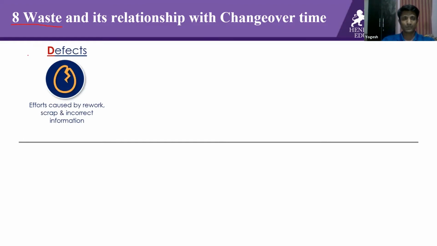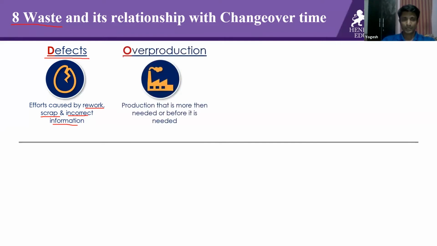The very first waste among these 8 wastes is defect. A defect is anything that is not meeting the customer specifications, so effort caused by rework, scrap, or incorrect information. Anything that is incorrect, whether a product or a service, meaning it is not meeting the given specification, is a defect. Then the second waste is overproduction.